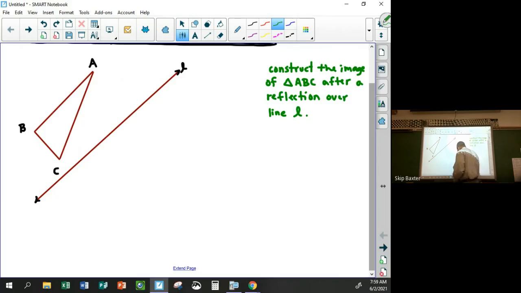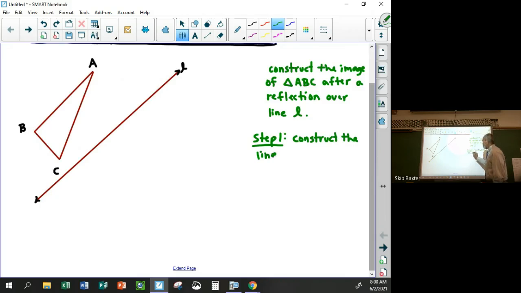For this, I'll do it in green. Step one is to construct the line perpendicular to L and passing through A. By the way, this construction is probably the most involved construction that we've done so far, with the most work.